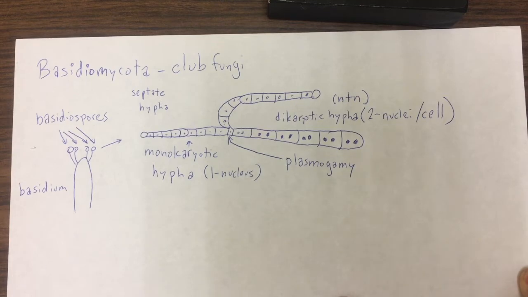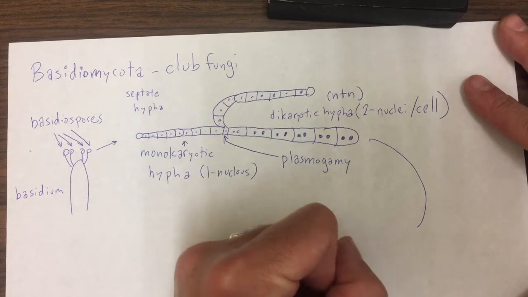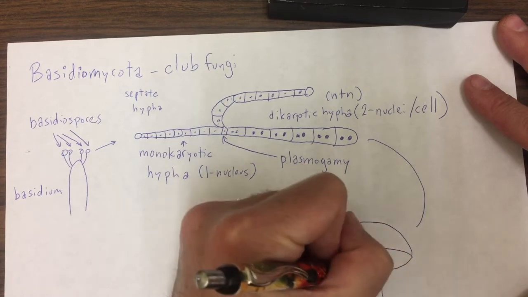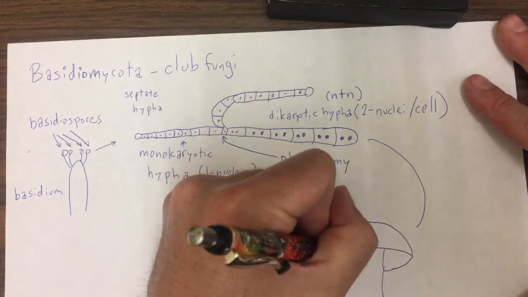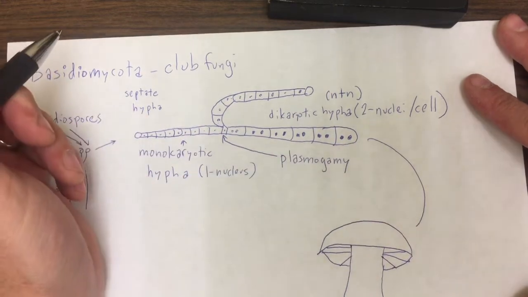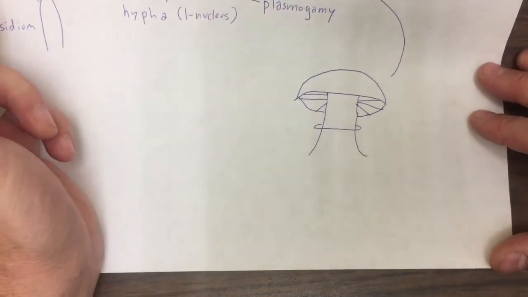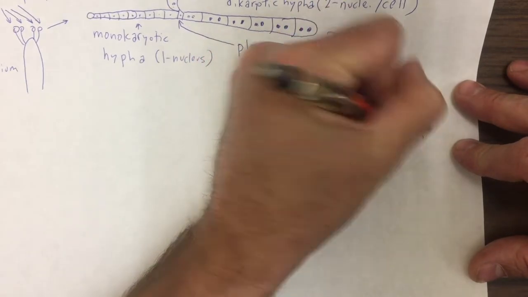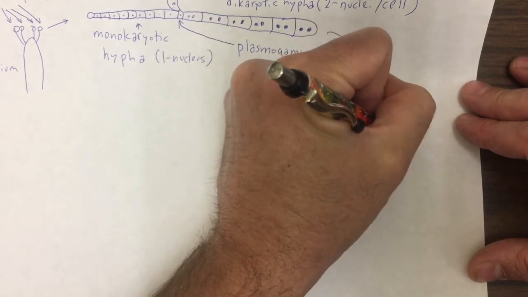So what's the next thing they're going to do eventually is they may form into a large mycelium, and they may produce something that looks kind of like this. And this thing here, you might recognize it as a mushroom, but the technical name for it is a basidiocarp.